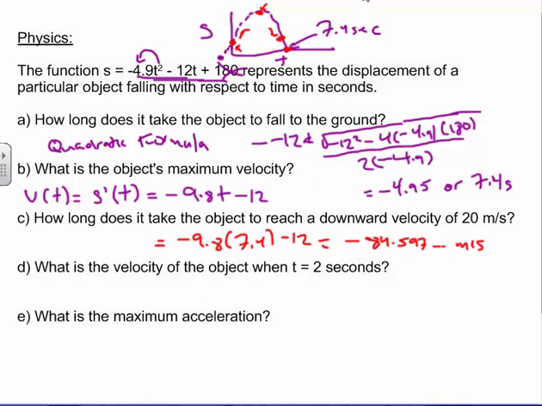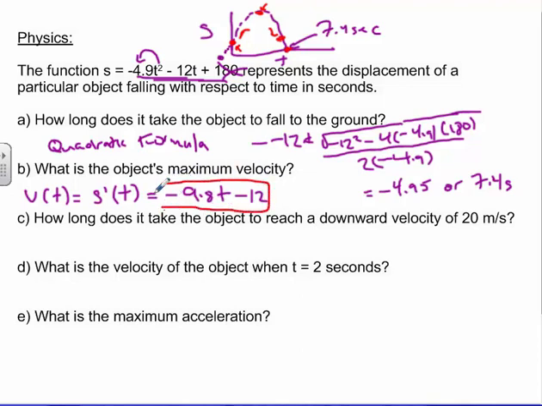Okay, next one here. I just need to do some erasing. Okay, how long does it take the object to reach a downward velocity of 20 meters per second? Well, I have a formula here that gives you a velocity. So I want it to eventually equal negative 20 meters per second. It starts off like this.